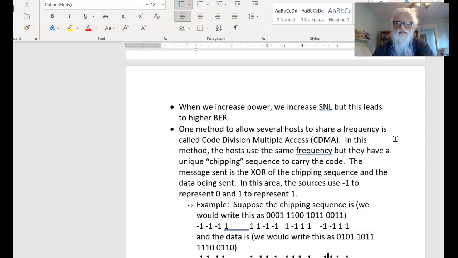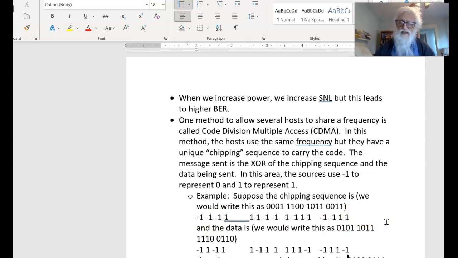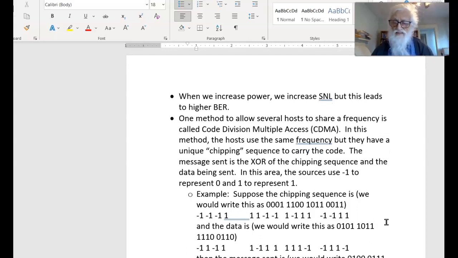I'm supposing that we send a chipping sequence, and what I've done is I've just had 16 bits here. I would have written it 0001, 1100, 1011, and so on, but I switched the zeros to -1 here. And the data I want to send is another 16 bits. Now, how do I send the message? Well, if you remember the exclusive OR, the exclusive OR is 1 if either the first bit is 1, or the second bit is 1, but not both.